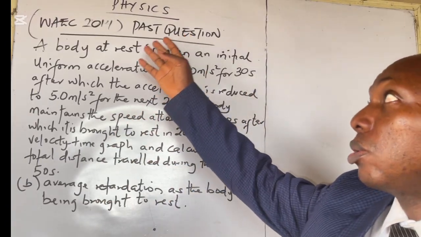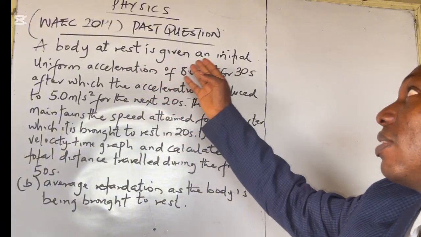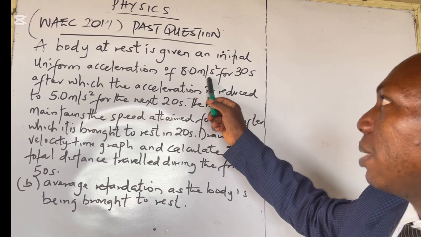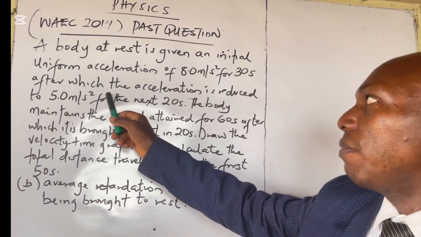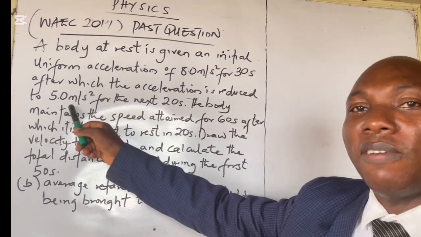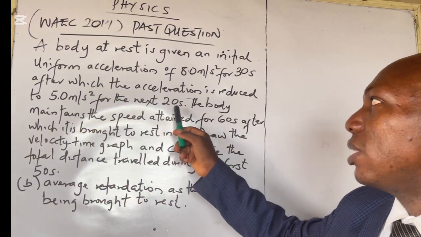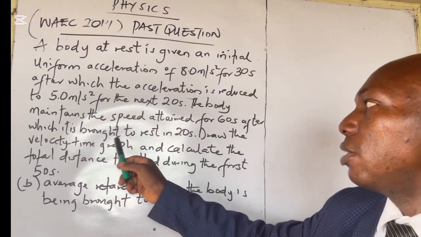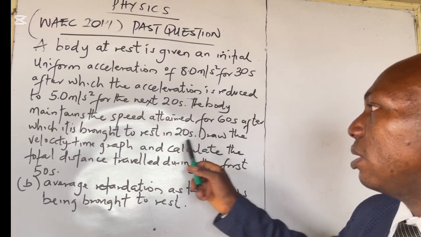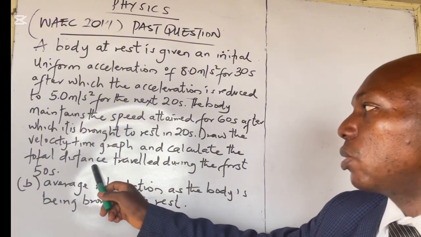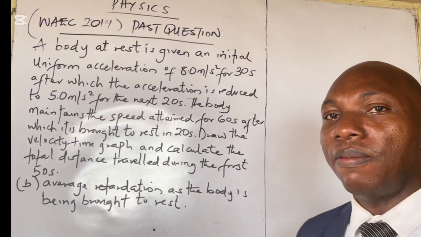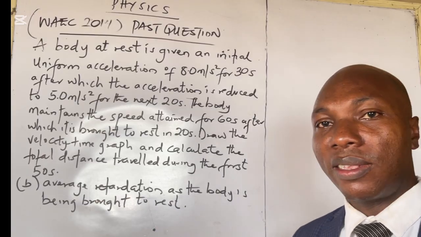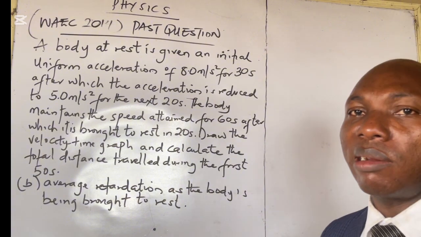This is past WAEC question 2014. A body at rest is given an initial uniform acceleration of 8.0 meters per second squared for 30 seconds, after which the acceleration is reduced to 5.0 meters per second squared for the next 20 seconds. The body maintains the speed attained for 60 seconds, after which it is brought to rest in 20 seconds. Draw the velocity time graph and calculate the total distance traveled during the first 50 seconds and average retardation as the body is being brought to rest.